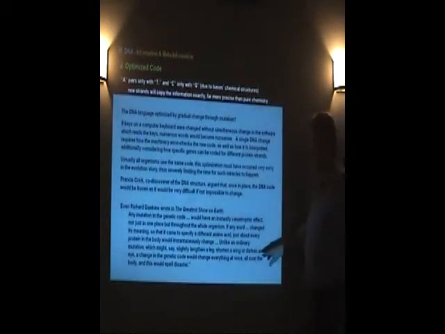Even Richard Dawkins, who is very, very anti-creationist, wrote in The Greatest Show on Earth, "Any mutation in the genetic code would have an instantly catastrophic effect, not just in one place, but throughout the whole organism. If any word changed its meaning so that it became to specify a different amino acid, just about every protein in the body would instantaneously change. Unlike an ordinary mutation, which might say slightly lengthen a leg, or shorten a wing, or darken an eye, a change in the genetic code would change everything at once, all over the body, and this would spell disaster."